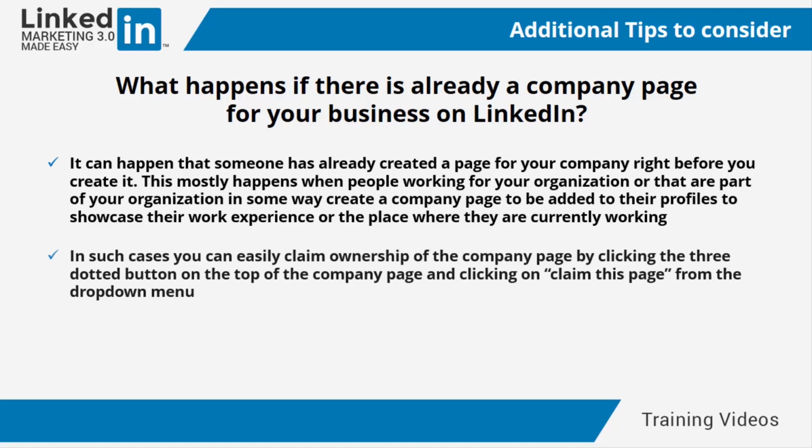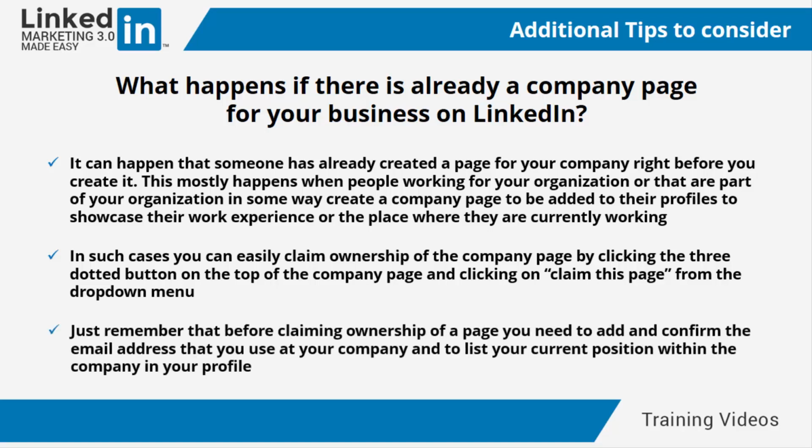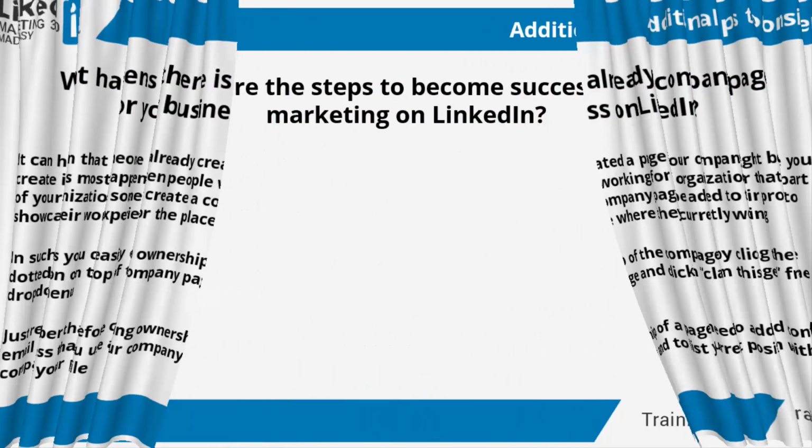currently working. In such cases, you can easily claim ownership of the company page by clicking the three-dotted button on the top of the company page and clicking on Claim This Page from the drop-down menu. Just remember that before claiming ownership of a page, you need to add and confirm the email address that you use at your company and to list your current position within the company in your profile.